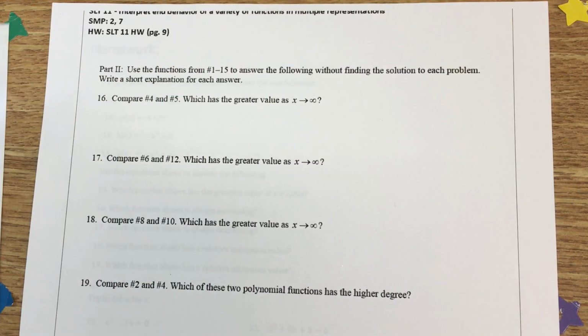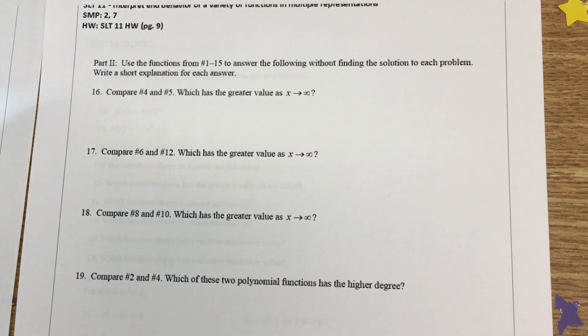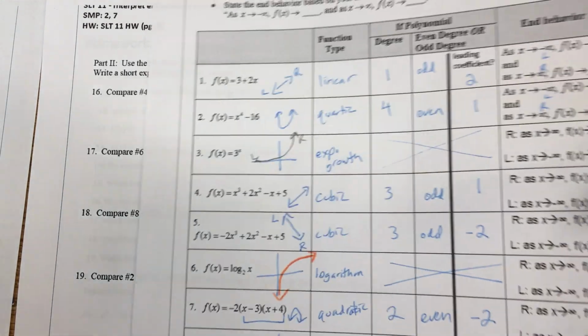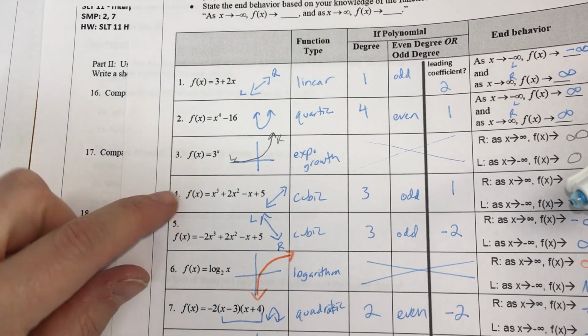Right, so now what we're going to do is examine some of these functions we've been looking at on page 8, and we're going to do some comparisons. So I'm going to spread out all my work so I can take a look at all my function types. Okay, it says compare numbers 4 and 5. So here are 4 and 5. Just as a reminder, there they are.